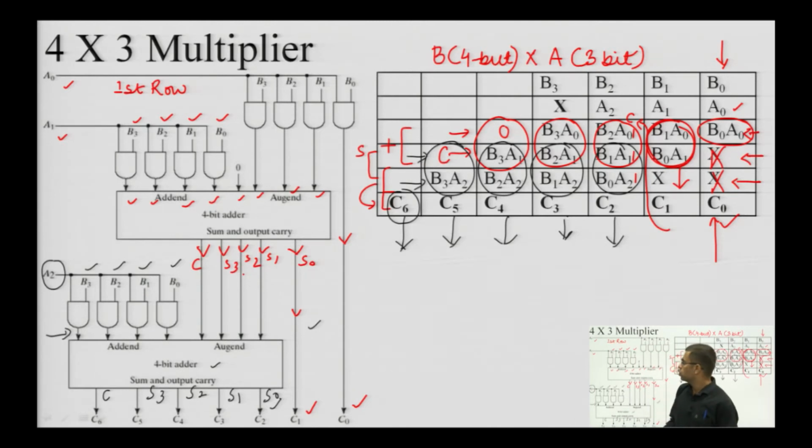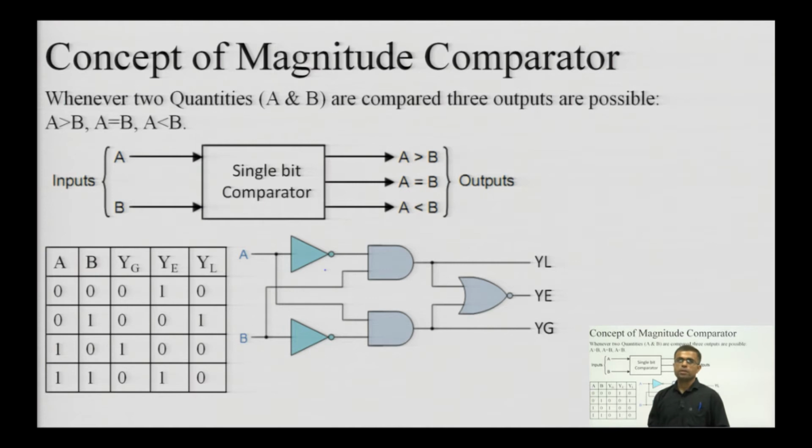Okay. So, with this we come to the end of the multiplication concept and now we will cover another concept for today's lecture, which is the concept of the magnitude comparator. Okay. That means we will be comparing 2 numbers and deciding whether one is greater than the other, smaller than the other, or both are equal.